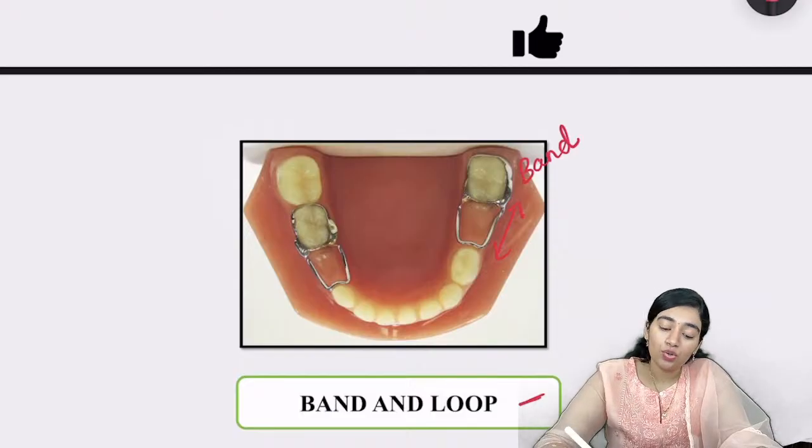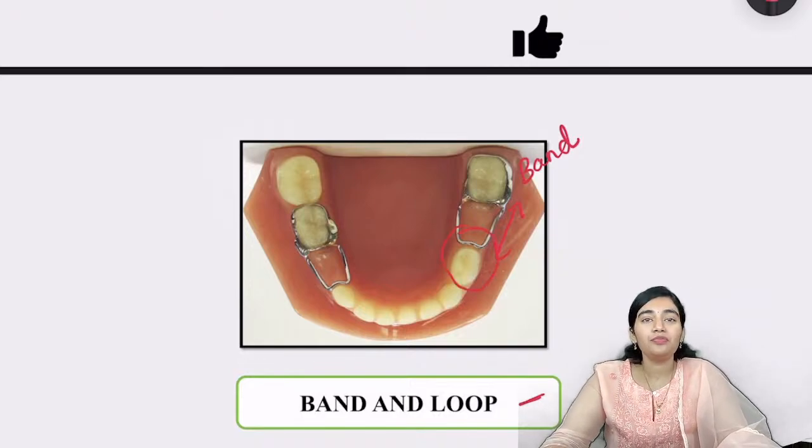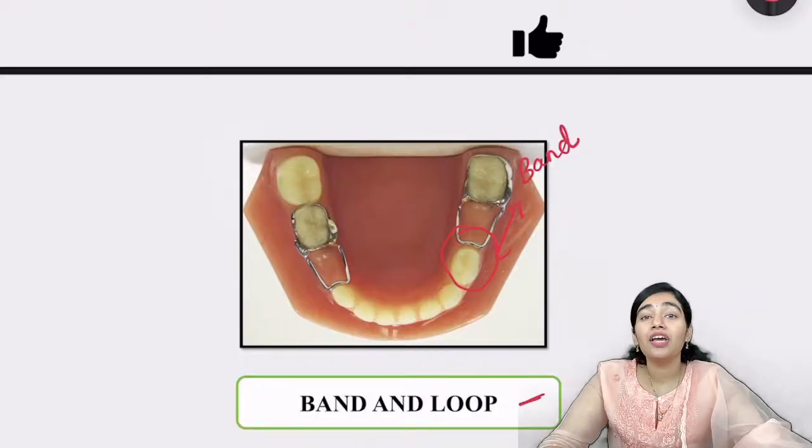All right. One more important MCQ that can be asked is, where should this loop rest? So come on, tell me, where should the loop rest?